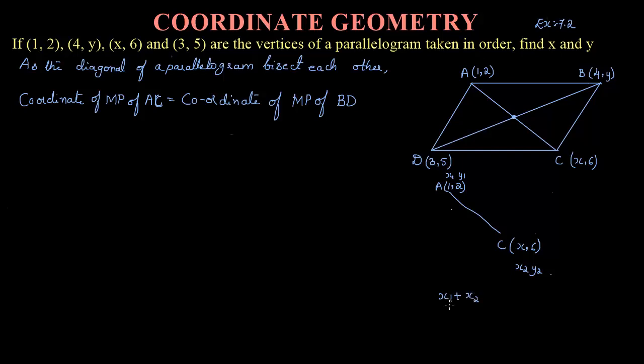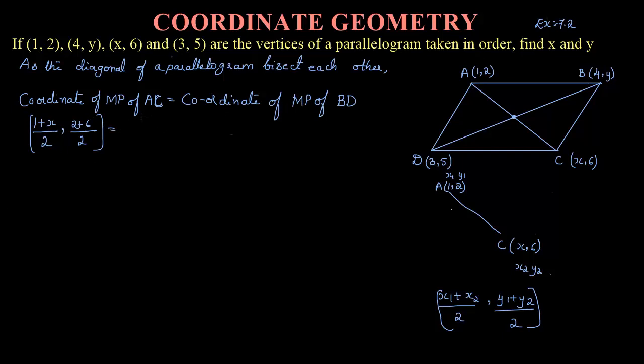(x1 + x2)/2, comma, (y1 + y2)/2. Okay, so this is the midpoint formula you have. So let us use this same formula here. So the coordinate of midpoint of AC, I am talking about this line, right? So what is the x1 and x2 here? You have (1 + x)/2, comma, then we have (2 + 6)/2. Let me write this in brackets because this is the coordinate of AC.